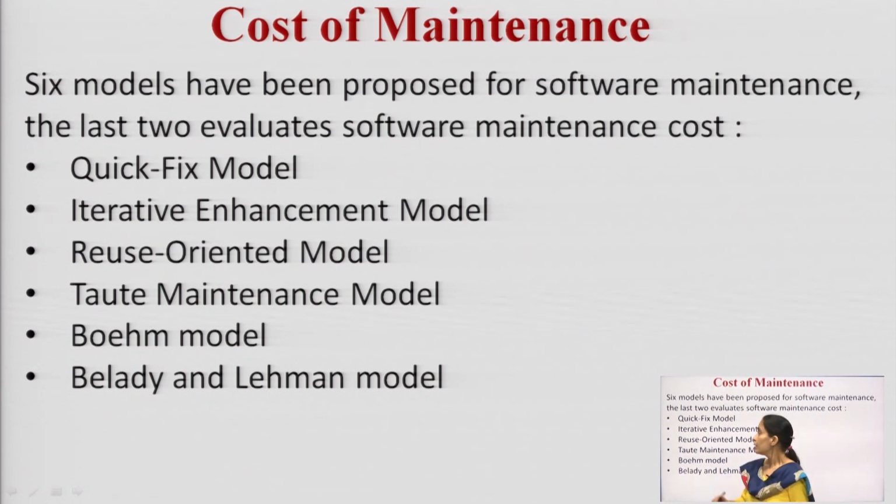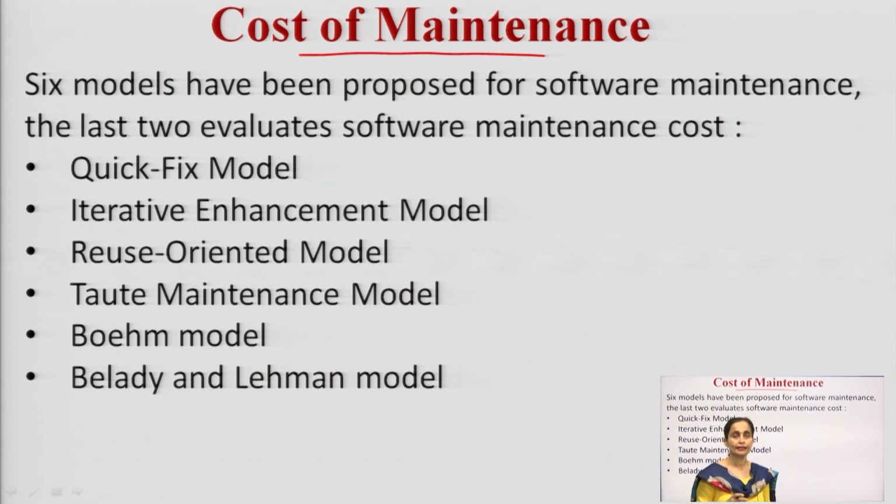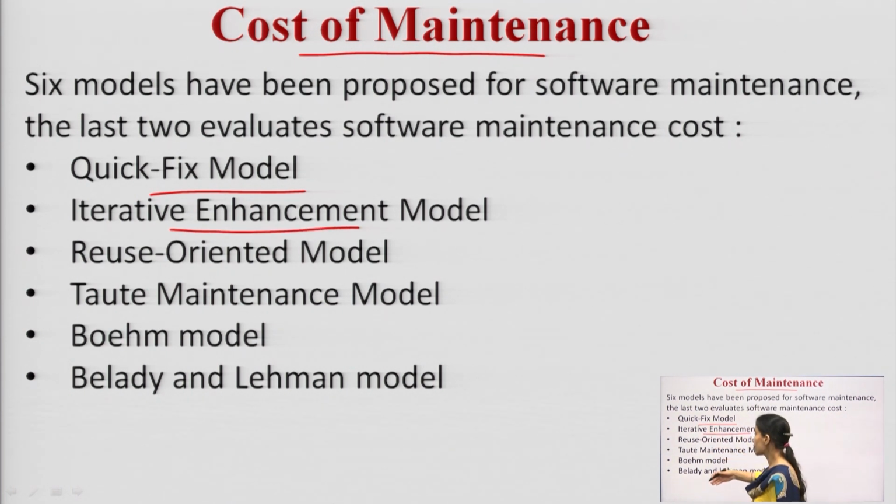Then for calculating the cost of software maintenance, there are 6 models that have been proposed for the entire software maintenance, and the last 2 models that we are going to discuss evaluate the maintenance cost. We will start from the quick fix model, that is the initial and very simple one. Then we move on to the iterative enhancement model for changes. Then the third one is the reuse oriented model. Then we move on to the Taute maintenance model, the Boehm model, and the Belady and Lehman model.